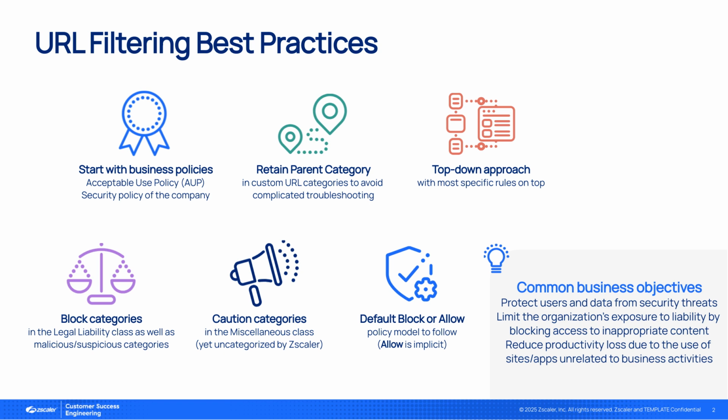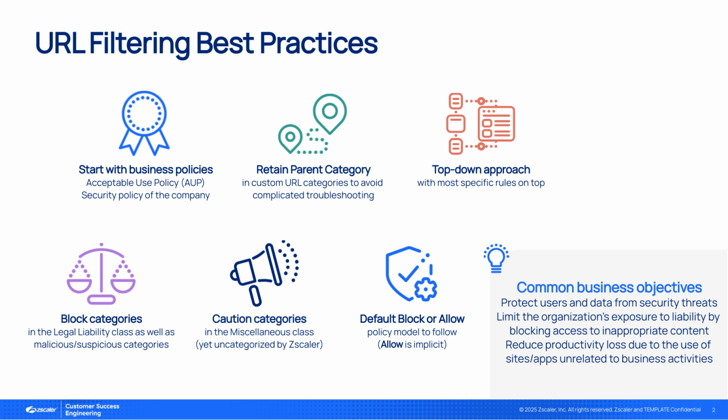As with other policy engines, it's recommended that you build policy in a top-down model, with the most specific rules at the top, since policy is evaluated in order. Zscaler recommends blocking the legal liability, malicious, and suspicious categories entirely. We also recommend creating a policy to caution users when they access URLs in the miscellaneous category, which is the category to which URLs belong when they have not yet been categorized.